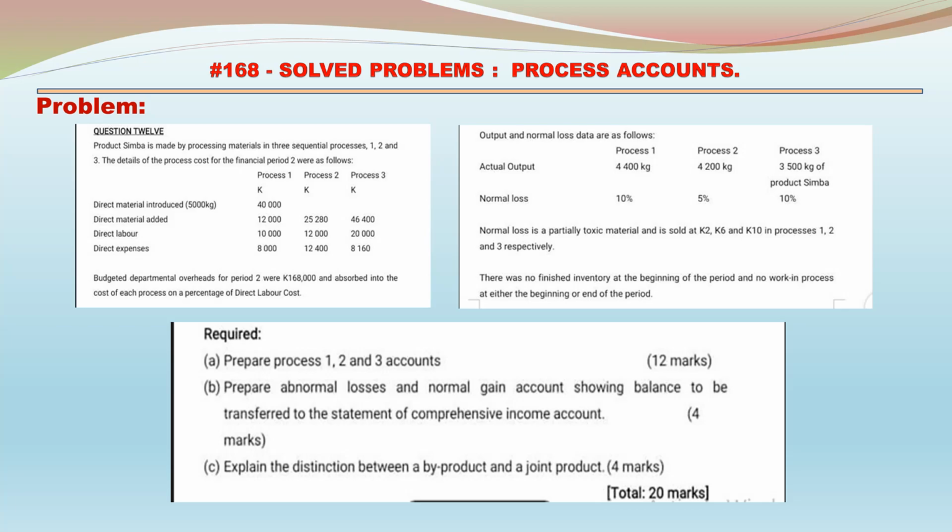Required: A. Prepare process 1, 2 and 3 accounts. B. Prepare abnormal losses and abnormal gain account showing balance to be transferred to the statement of comprehensive income account. C. Explain the distinction between a byproduct and a joint product.